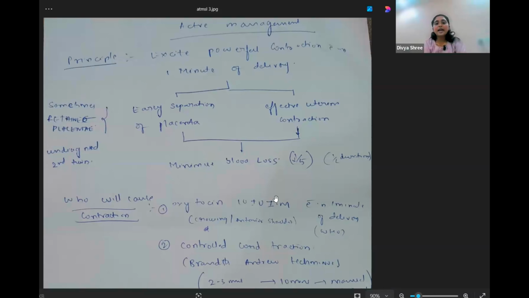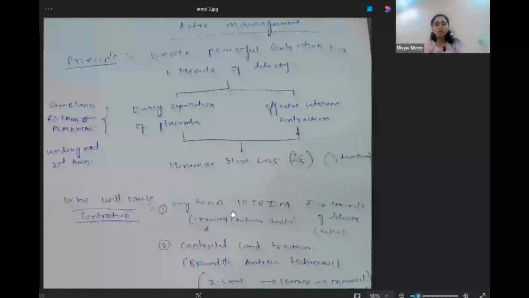So, in the active management of the third stage of labor, as I told you, you can give oxytocin 10 international units IM, which is advised within 1 minute of delivery. You can give it as early as crowning or when the anterior shoulder is delivered.